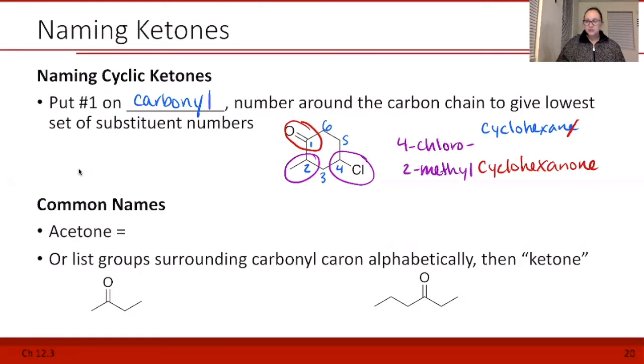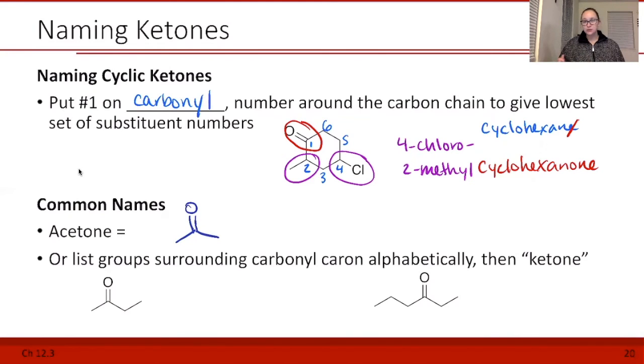Okay, and additionally, we do have common names for ketones. The only one you really need to memorize, it's kind of a weird one, is acetone. Acetone is the solvent responsible for nail polish remover. So if you hate the smell of nail polish remover, it's because you hate the smell of acetone. It's kind of strong sometimes, but acetone is when you have 3 carbons and a carbonyl in the middle.